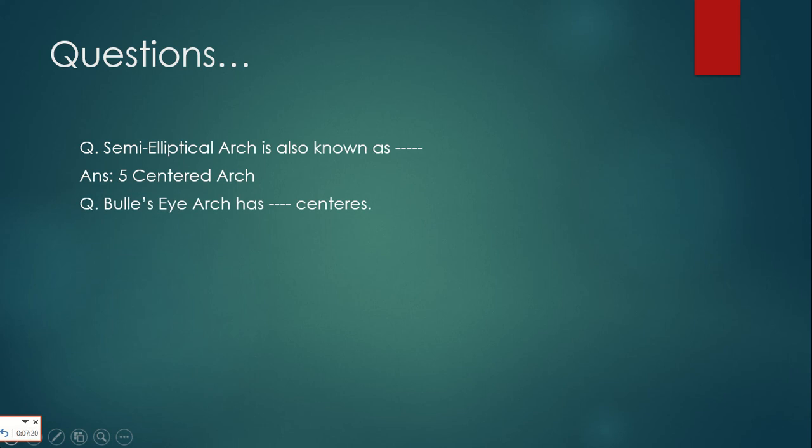Bullseye arch has how many centers? So it has, bullseye arch is nothing but a whole circle type of arch which is used for windows. So it has only one center.